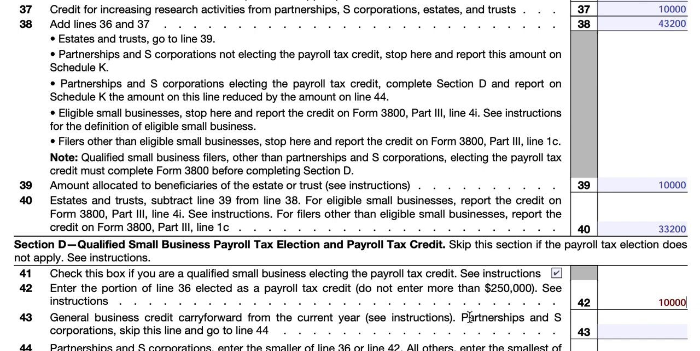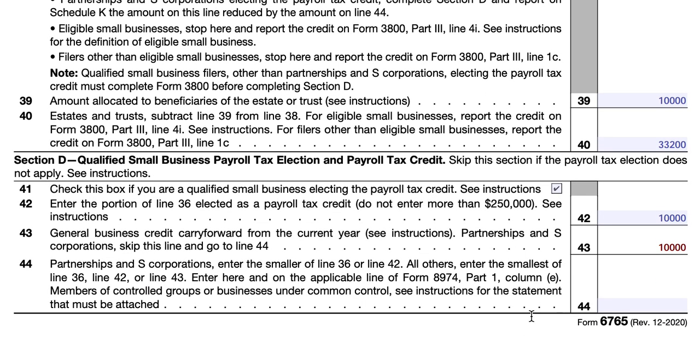Now, line 43 is the general business carry forward from the current year, and there is a general business carry forward worksheet in the IRS form instructions, which requires you to go through IRS Form 3800, pull out certain data entries, and then run some calculations. And partnerships and S corporations don't need to do this. They don't generally have business credit carry forwards. But we're going to just say that we had $10,000 in a credit carry forward.